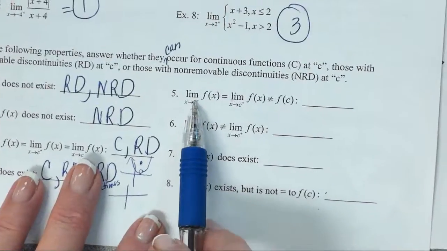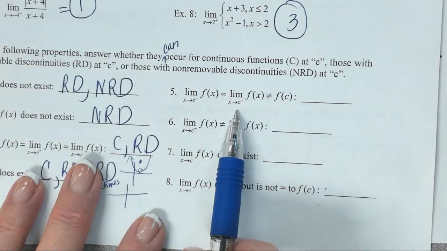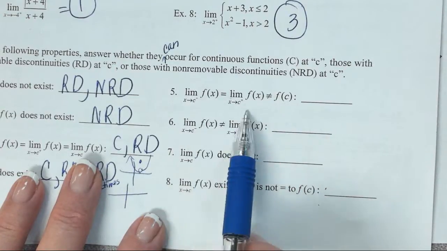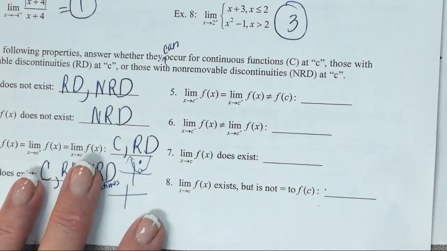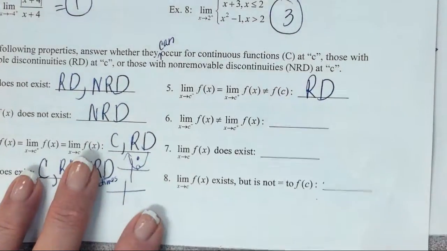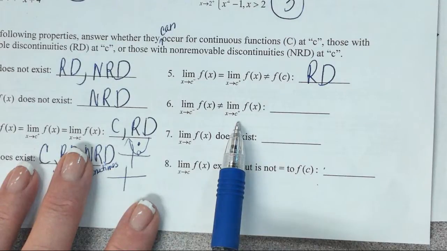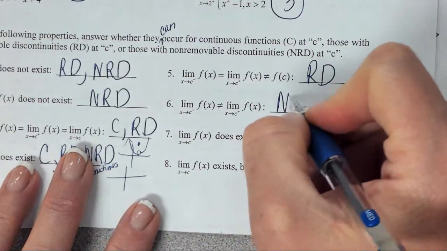All right. What about the limit from the left and the limit from the right being the same, but not equal to f of c? So these two are the same, but it's not the same as the y value. This is only one of them, guys. What do you think is the only one where this can happen? What do you think, Haley? Yep, that's removable. Good. The next one, the limit from the left is not equal to the limit from the right. There's only one of these where this can happen. Again, what do you think, Paige? Right.